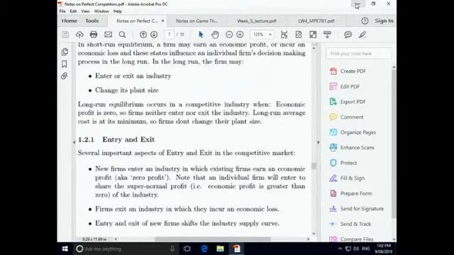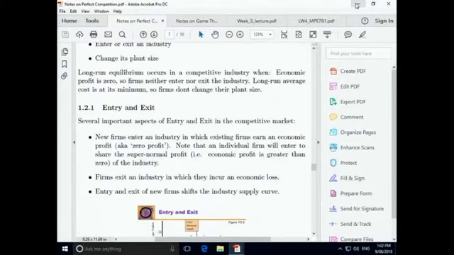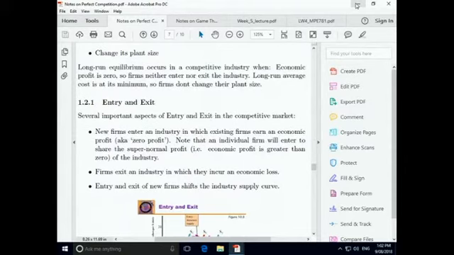Now, I go with the break-even point. I also cover the shutdown point, and then I need to cover the entry, right? So entry and exit, that's the one thing that I need to do. So what is entry and exit, and how does that work?